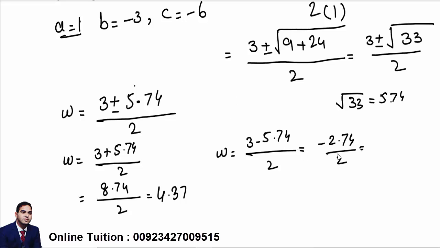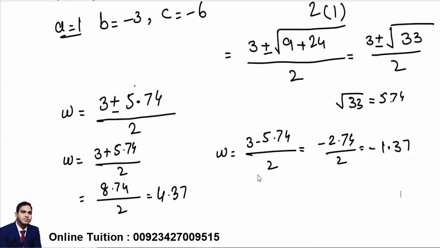5.74. Divide this value by 2, this is negative, 2 ones are 2, 2 threes are 6, and 1 carry, 2 sevens are 14. So these are the two values of w.